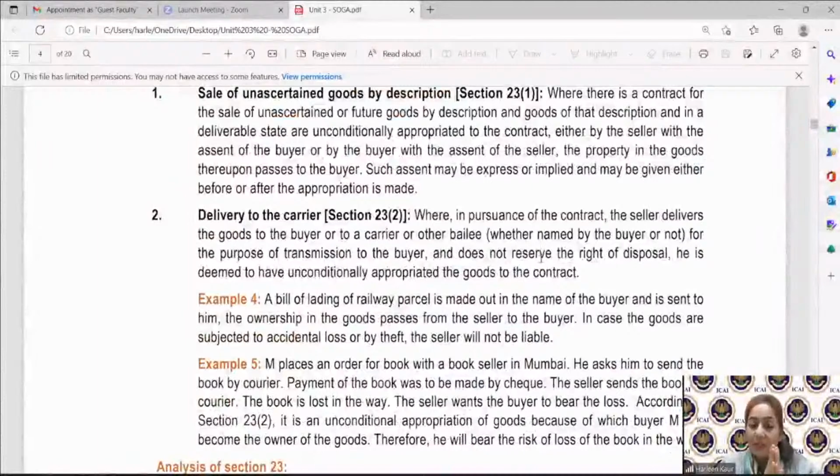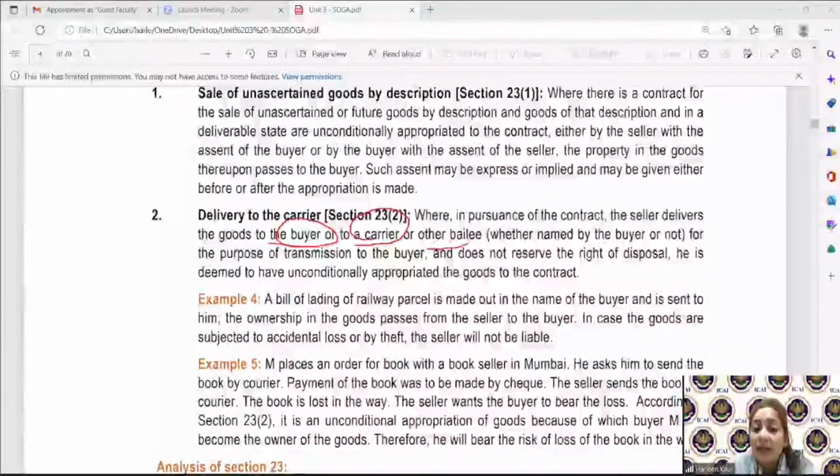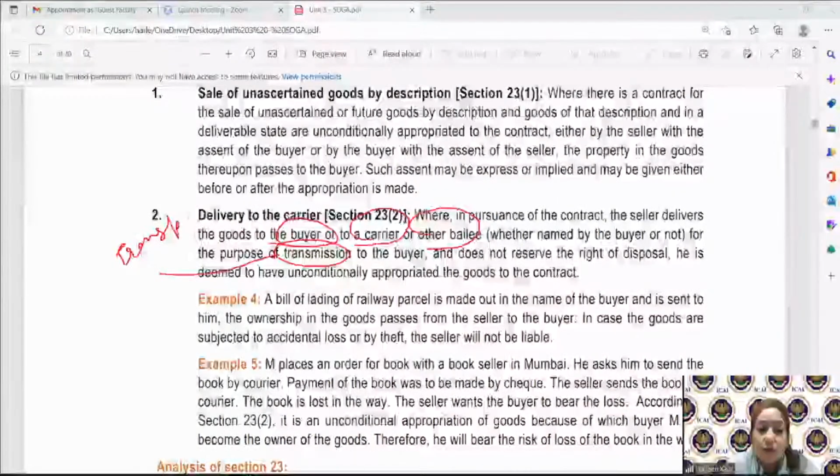Subsection 1 is done, where we appropriated the goods. We have selected the goods either by the buyer or by the seller, and they were as per the description, and we got them packed, and property transferred. Now 23 subsection 2 says where the seller delivers the goods to the buyer or the carrier or any other bailee. Here I'm not giving the goods directly. Maybe I'm giving them to the buyer or to his carrier or any other bailee for transmission to the buyer. Transmission means for transporting or for giving it further to the buyer.